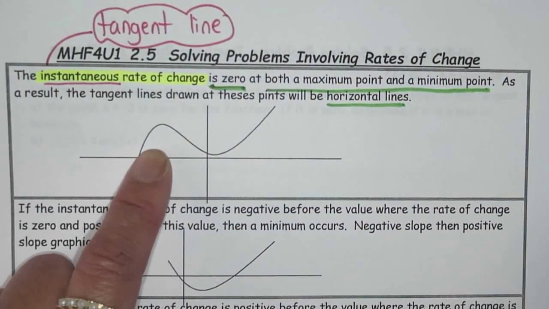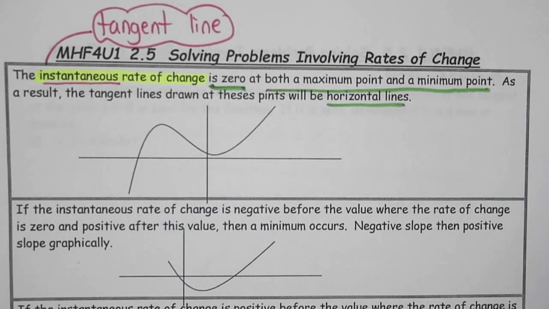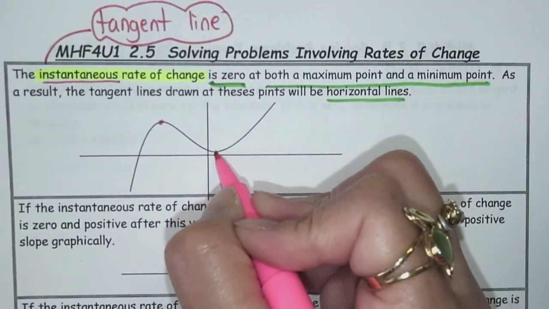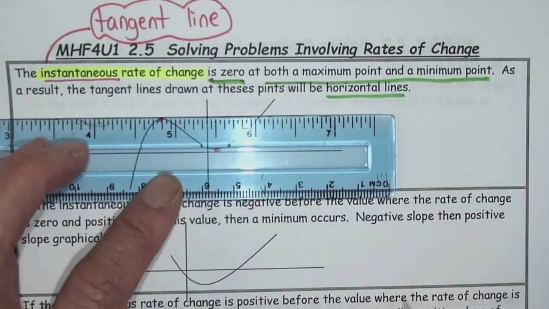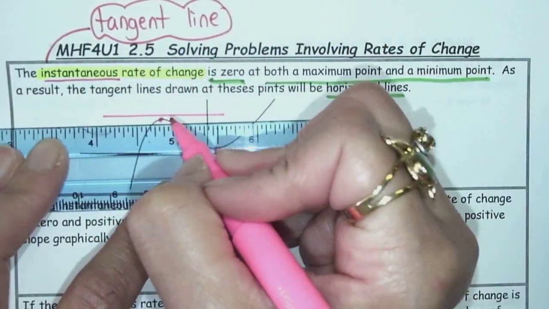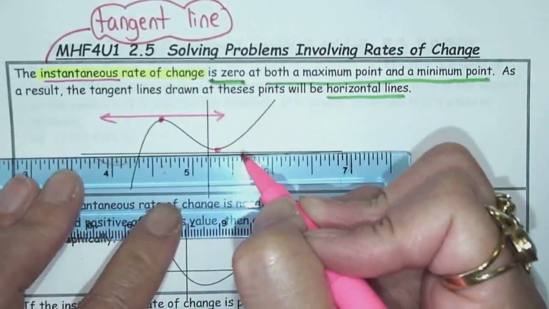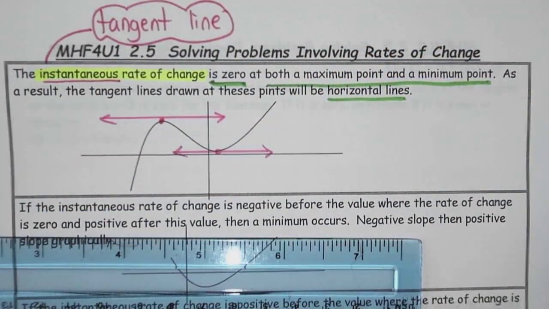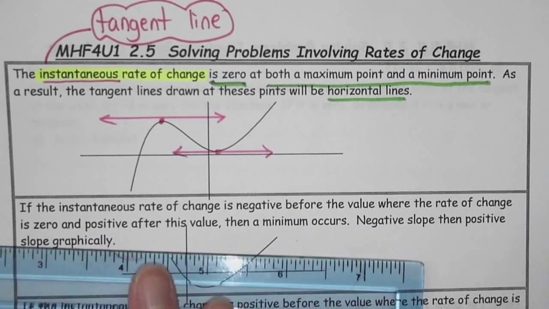So take a look at what this is saying. If I have a tangent line, and I'm drawing it at a max point or a minimum point, in order to draw this tangent, it would be horizontal. Like that. Okay, that's the first box.